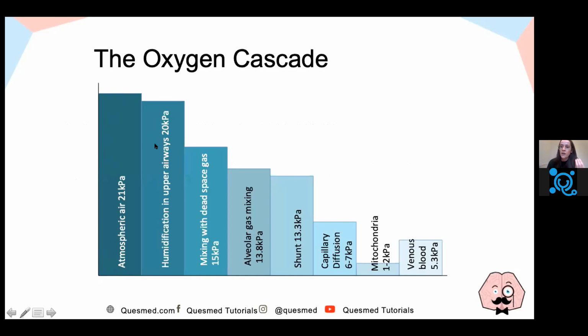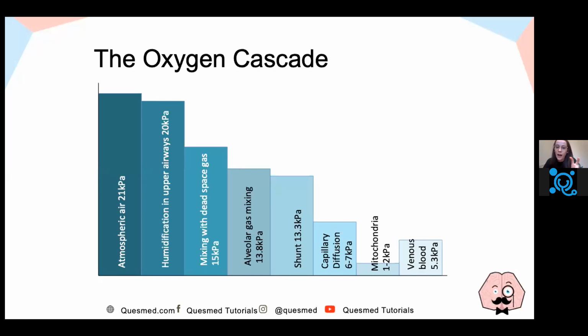When it enters the upper airways, it undergoes humidification, and that's in the nose largely. We've got these nasal conchae, which have a large surface area, and they allow the air to become warmed and humidified before passing into the trachea. It stops the trachea from drying out, and it also allows some filtration of all of the nasty things going into our upper airway. As it moves down into the trachea and into the larger airways, we get mixing of this gas with dead space gas, so it reduces from 20 kilopascals to 15 kilopascals.